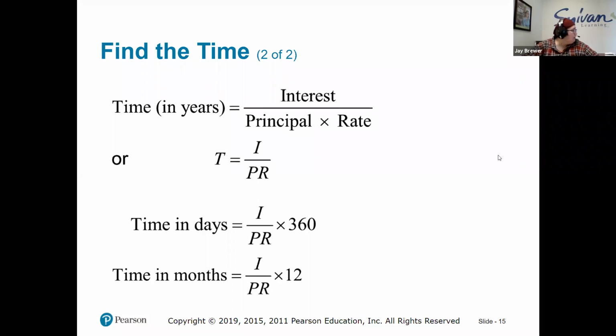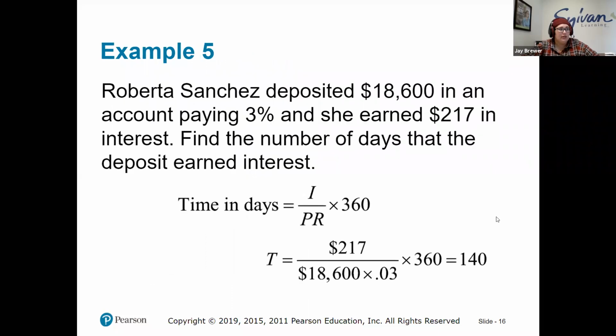Okay, any issues or questions on that? Okay, let's look at the example that they have for it.